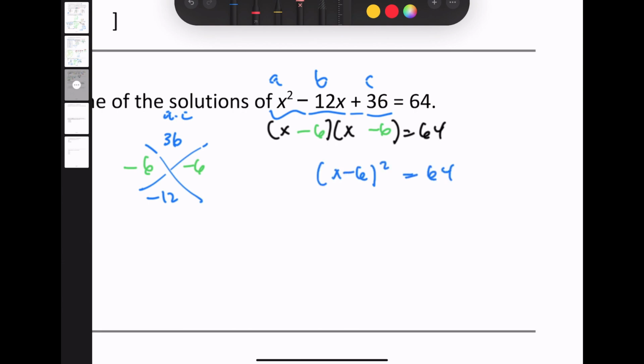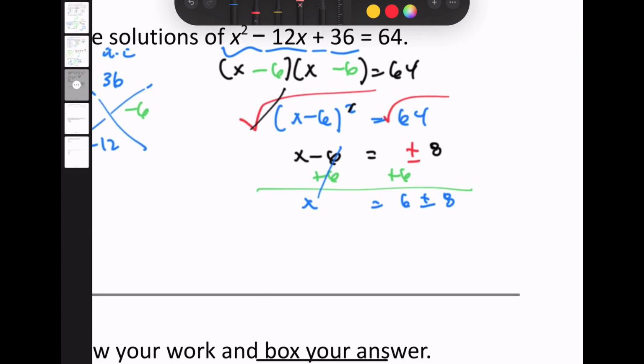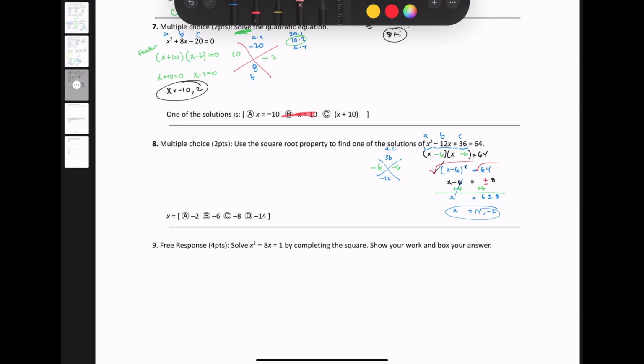The expression on the left side is now isolated, so I could take the square root. When I do the square root, I'm going to have plus or minus. This goes away. And if I add 6, it's going to go to the left. X equals 6 plus or minus 8. So 6 plus 8 is 14. 6 minus 8 is negative 2. And that'll give us choice A.